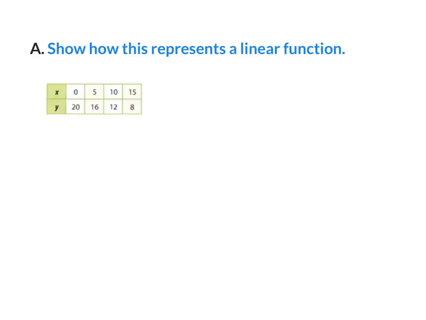Example A. Show how this represents a linear function. If it's linear, the rate of change is constant or the same. So from 0 to 5, I'm adding 5. From 5 to 10, I'm adding 5. From 10 to 15, I'm adding 5. So far, the x's are changing at a constant or the same rate. Now let's look at the y's. From 20 to 16, I'm subtracting 4. From 16 to 12, I'm subtracting 4. From 12 to 8, I'm subtracting 4. Since the y's and the x's are changing at a constant rate, that makes it linear.